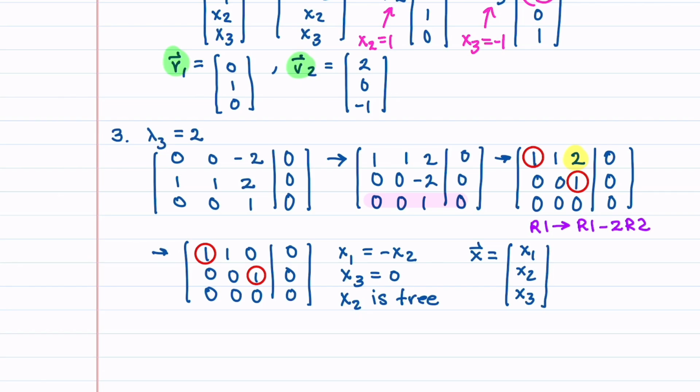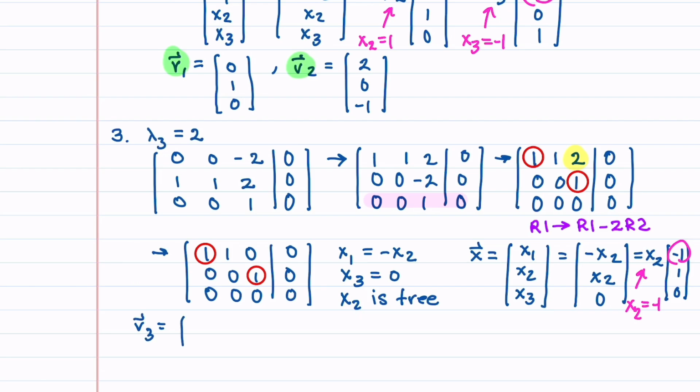We're going to plug in that x1 is -x2. x2 goes in as itself, and then x3 is equal to 0. And let's see if we can squish it in. This is x2 times a vector -1, 1, 0. The last thing we need to do is pick a value for x2. I'm going to let x2 be -1 so that this entry is positive. And that gives us our eigenvector v3 is equal to 1, -1, 0.